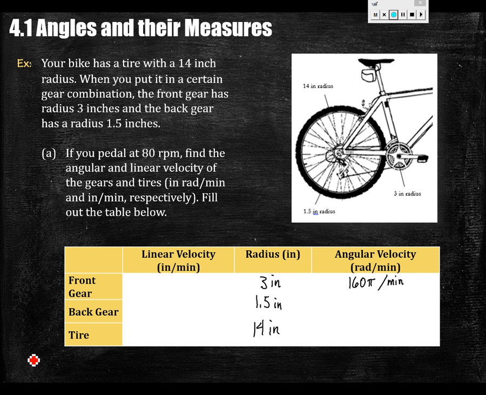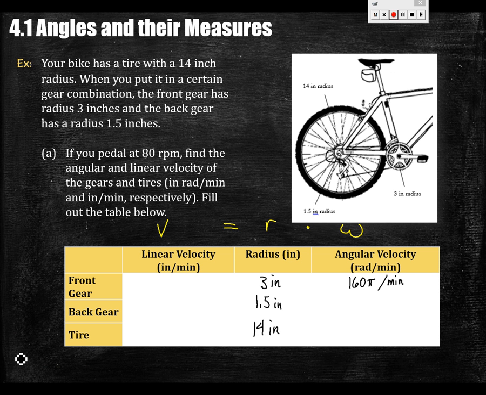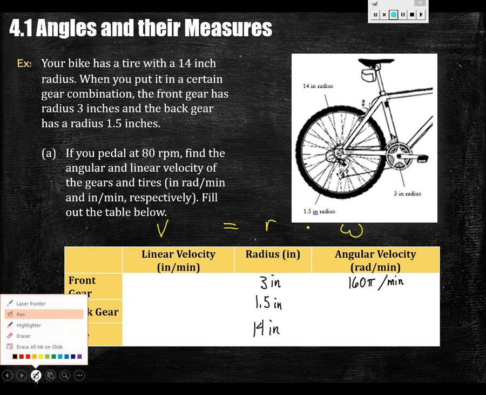What can you do now then? We're trying to fill out the table here, right? V equals R times omega. So can we pull something else out? Yeah, I think we can get this, can't we, by doing what? Multiplication will get us there.